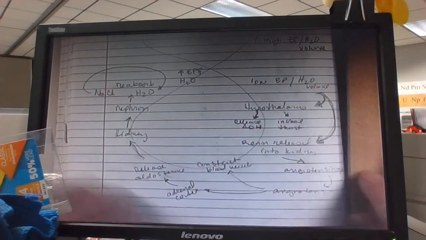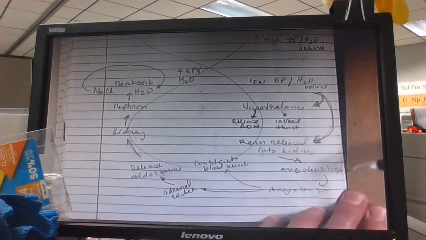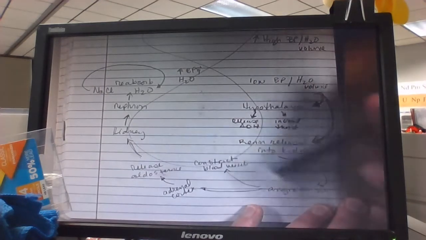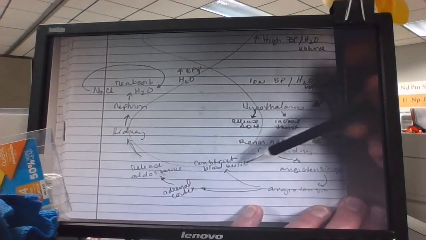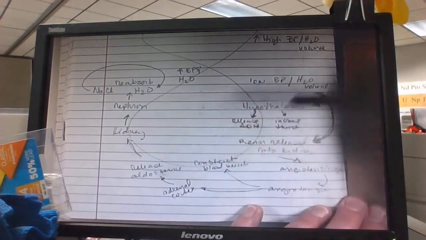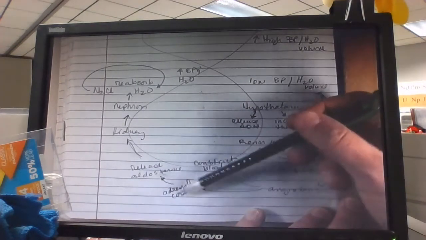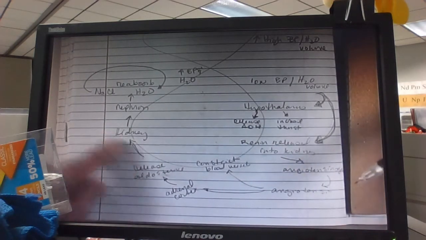So renin's released into the kidney. Renin converts angiotensinogen into angiotensin. Angiotensin affects the blood vessels and affects the adrenal gland. So it's going to cause the blood vessels to constrict. That leads back to raising our blood pressure. The adrenal cortex is then going to release aldosterone, which affects the kidney.